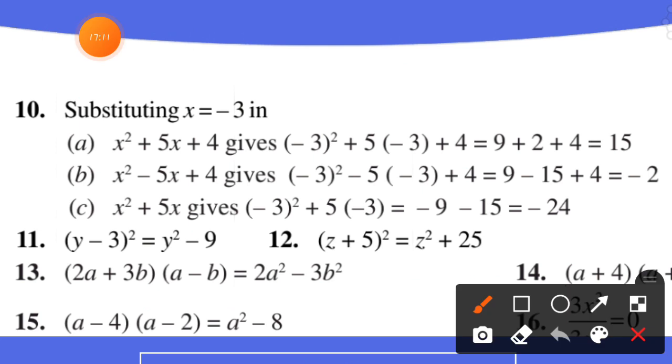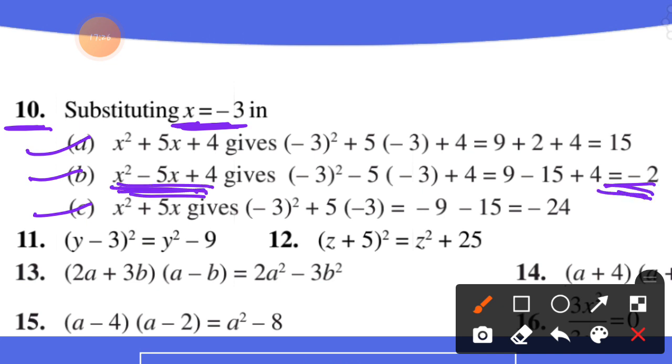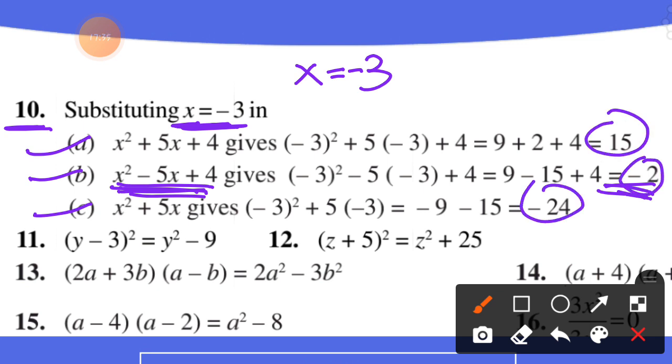In the next question, that is question number 10, they say that we substitute x is equal to minus 3 in each and every sum. Correct? So this is your question and the final answer is here. So we check by putting x is equal to 3 in all equations whether this answer will come or not. Correct? So I am taking B and you have to solve A and C in your homework. Correct?